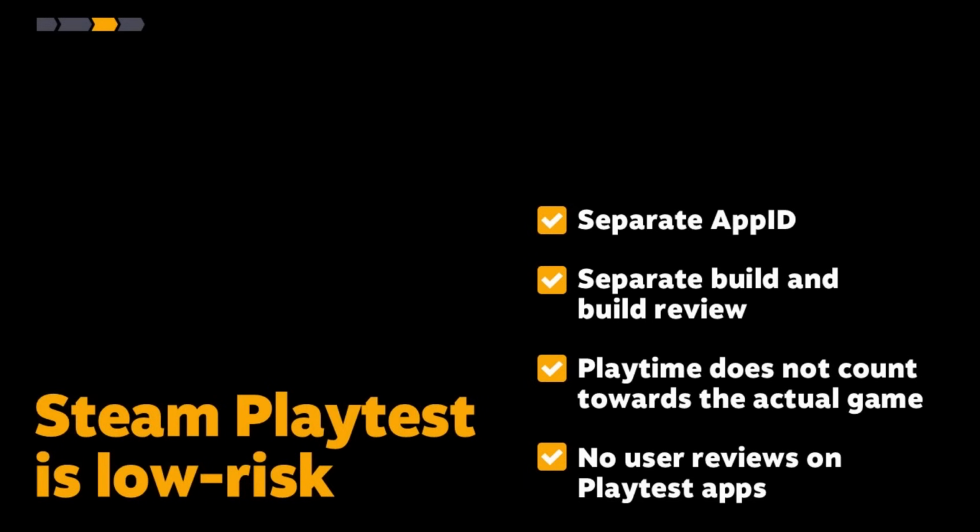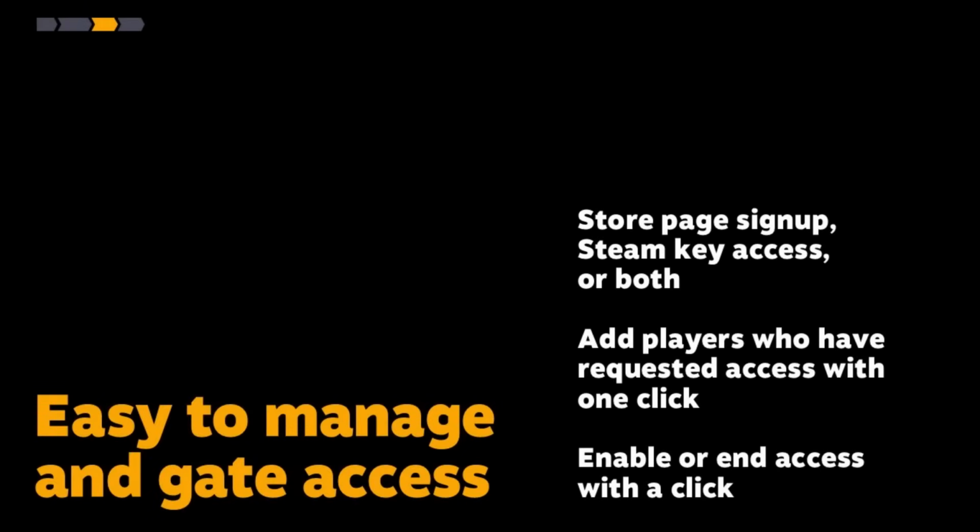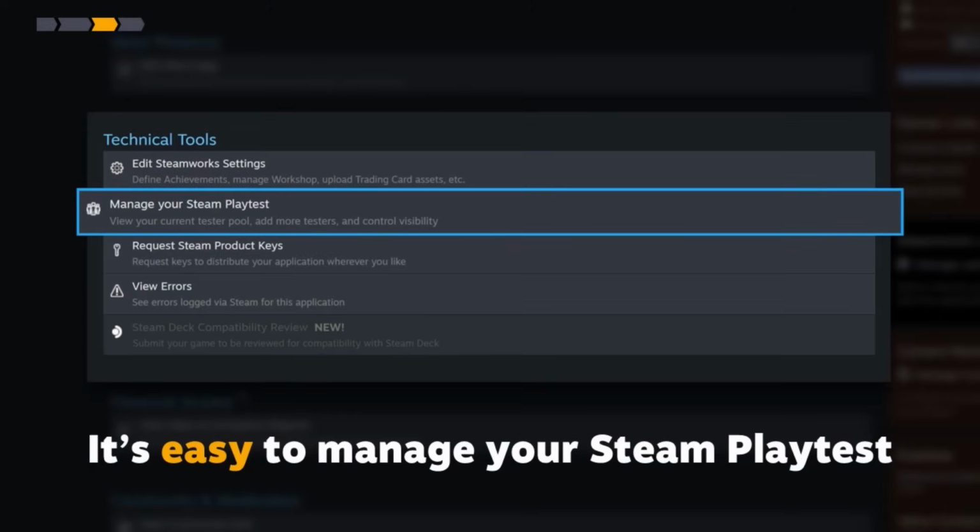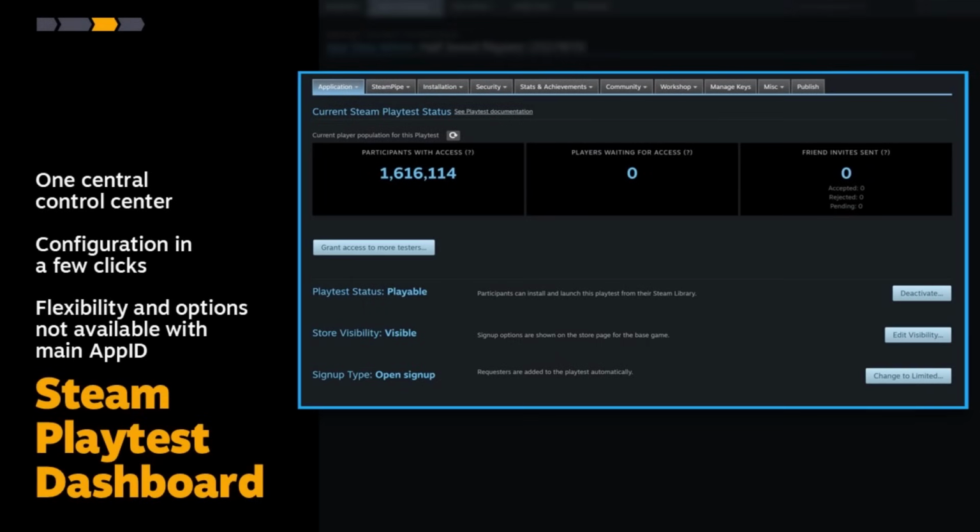It's easy to manage and gate access to Steam Playtest. You can have a store page sign up to have an open call to players, or you can use Steam key access to get players into your beta, or you can use both. You can add players who have requested access with one single click, and you can enable or end access to your playtest with a single click. It's super easy to manage your Steam playtest in Steamworks, and you're going to do that from the Steam Playtest dashboard. This is a central control center that you can use to configure your Steam Playtest and to control it with just a few clicks.